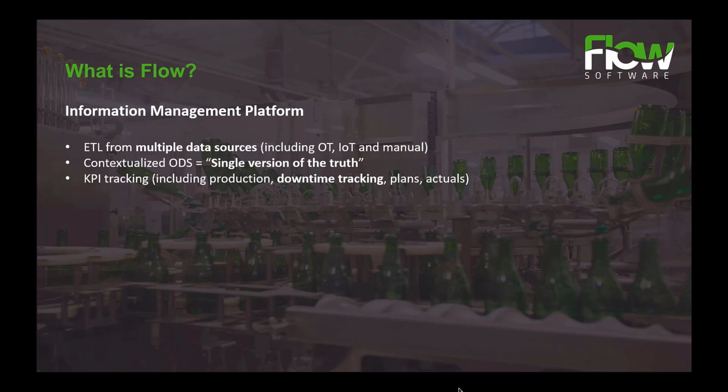So let's talk about a few examples. Most implementations of Flow use it for KPI tracking, but this can include many different things, including production, downtime, plans, actuals, usages, costs. Pretty much anything that you can track over time has a place as a KPI inside the Flow information platform.